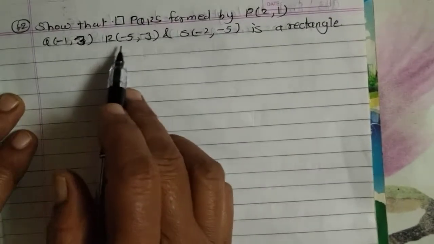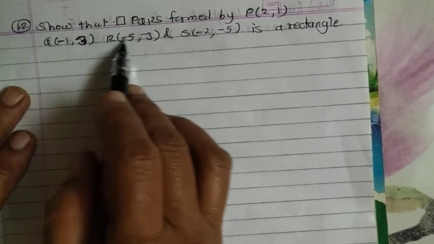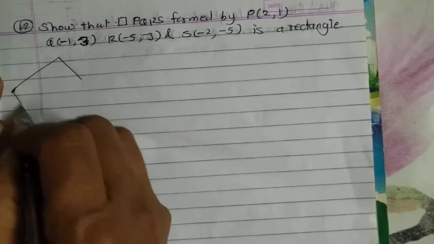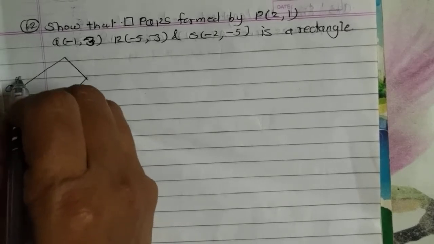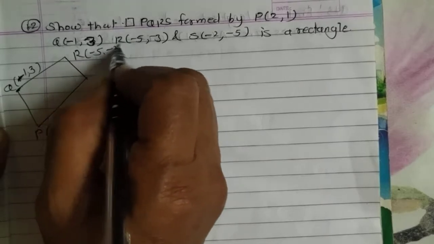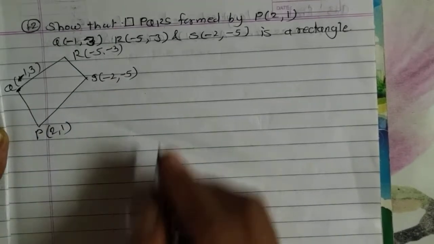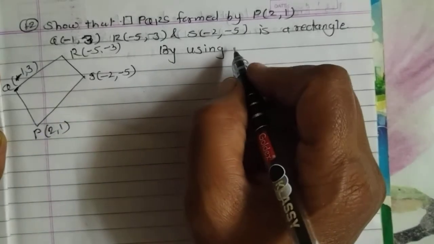Now we are seeing the same, next example, question number 12. Question number 12 is: show that quadrilateral PQRS formed by the given points is a rectangle. Same way again, suppose this is quadrilateral PQRS. This is the first point P(2, 1), second point Q(-1, 3), third point R(-5, -3), fourth point S(-2, -5). Again here we are using the distance formula and we can find out all four lengths of that quadrilateral.